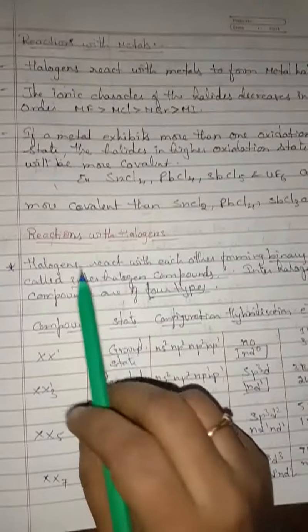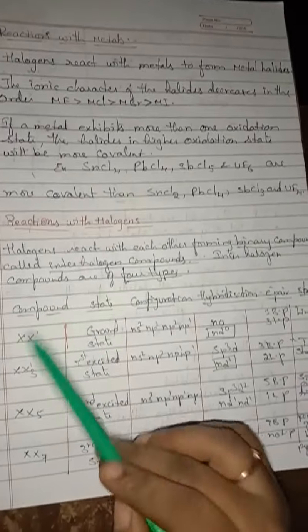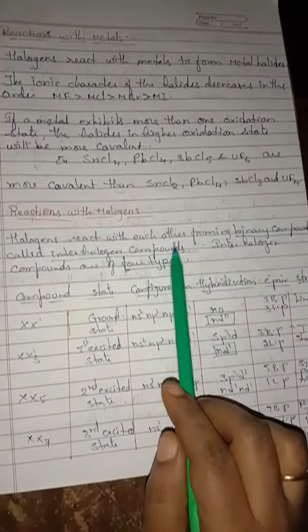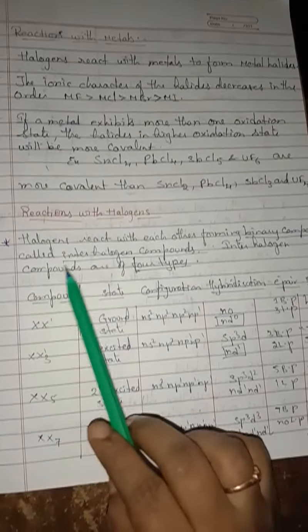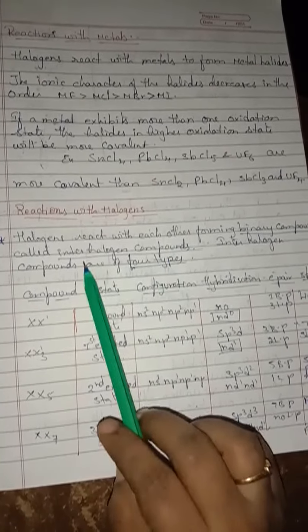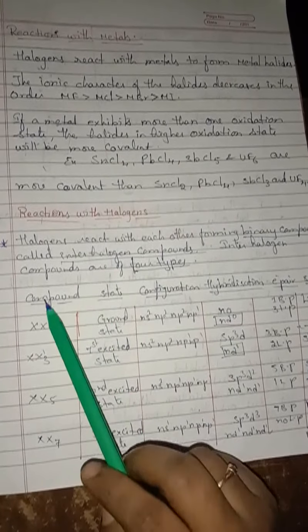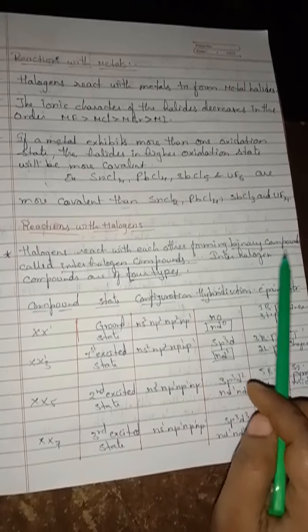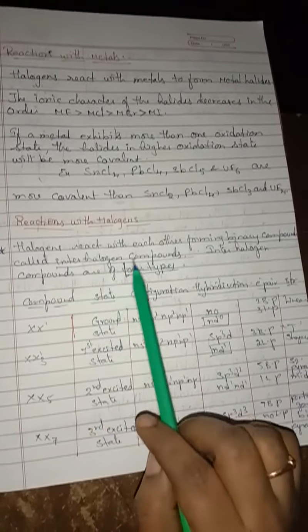Next, when halogens react with other halogens, what do they form? Halogens react with each other, forming binary compounds called interhalogen compounds. The question may be asked, what do you mean by interhalogen compounds? When halogens react with each other, forming binary compounds, they are called interhalogen compounds.